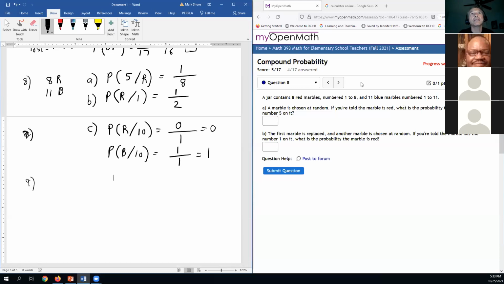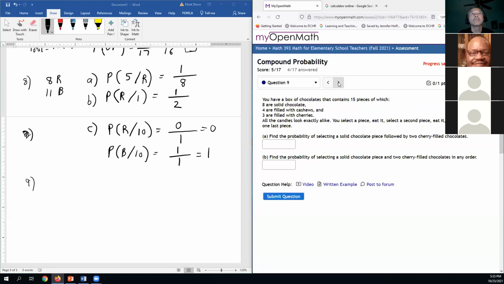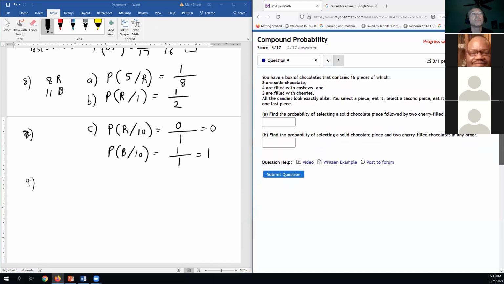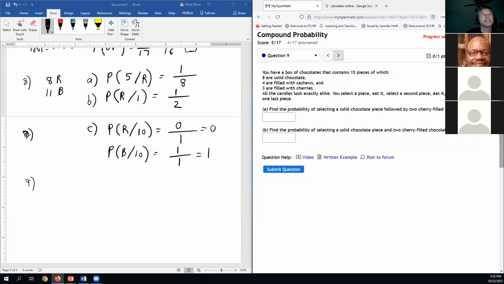This is actually a big one here today, where we're covering 2 sections. So we'll do some from the next section here in just a little bit. So on 9, it says you have a box of chocolates that contain 15 pieces, of which 8 are solid chocolate. So let's keep track of these. 8 are, I'll just do SC for solid chocolate. 4 are cashew. Okay, so I'll do cashew. And then 3 are cherries. I'll do CH for cherries.